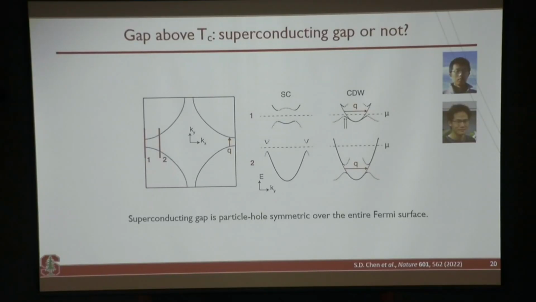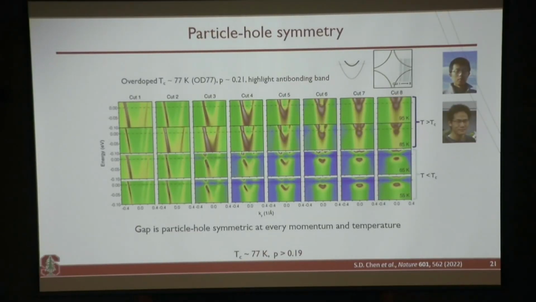Now, if this gap is superconductivity, one of the important features of superconductivity is the particle-hole symmetry. You could also have a density wave give you a gap, but it would not be particle-hole symmetric across the entire momentum space. Okay, and again, Schulte and Makoto set out to do this experiment, and we measure the gap around the entire momentum space and try to differentiate whether it's a pairing or spin density wave.